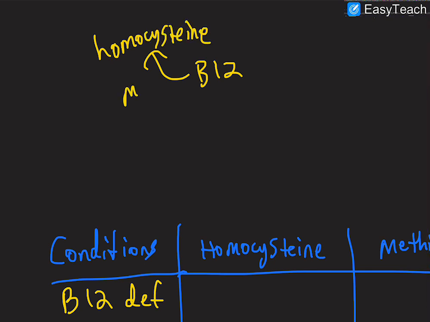So I'm just going to say methyl group here, right? So that homocysteine can get converted into methionine, right? We know that now, right? Because we talked about this.